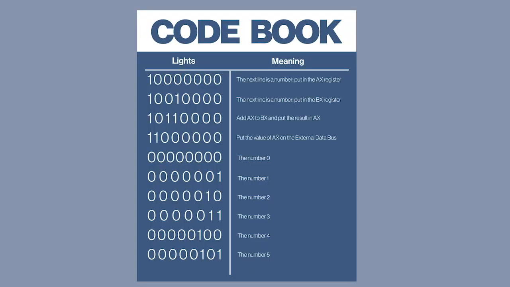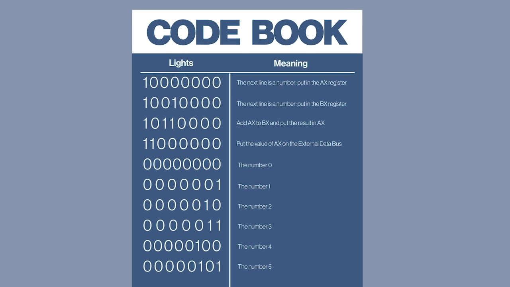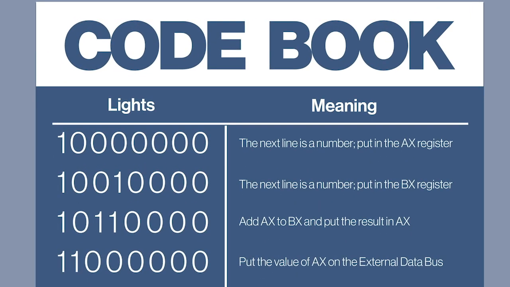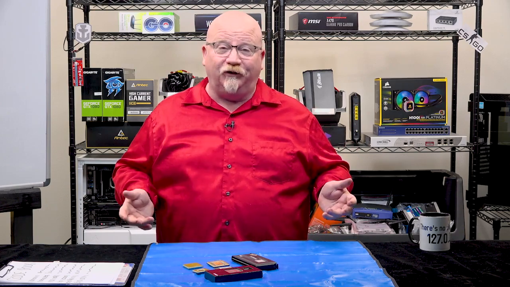If we take a look at this code book, this first pattern says: put the number that comes up next in the AX register. Here's a command that says: put the number that comes next in the BX register. And here's another command that says: add together whatever is in the AX and the BX registers and put the result in the AX register. And last: whatever is in the AX register, put it out on the external data bus so I can see it. So in essence, what we're going to do right now is add 2 plus 3. And that's really all it boils down to.